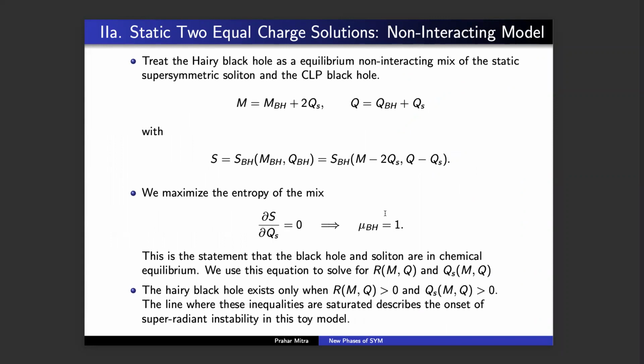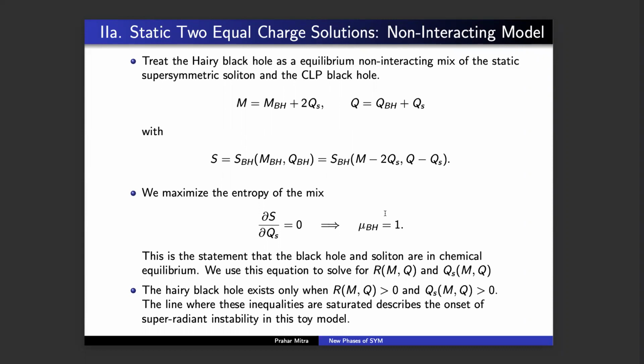Since everything is non-interacting, the total mass of the system is the mass of the black hole plus the mass of the soliton, which is supersymmetric, so it's equal to 2q. And then the total charge is simply q plus q_s. Then you simply extremize the entropy of the mix, because the most dominant solution will be where the entropy is maximum. And it turns out that's just equal to mu equal to 1. This is simply the statement that the soliton and the black hole are in chemical equilibrium.